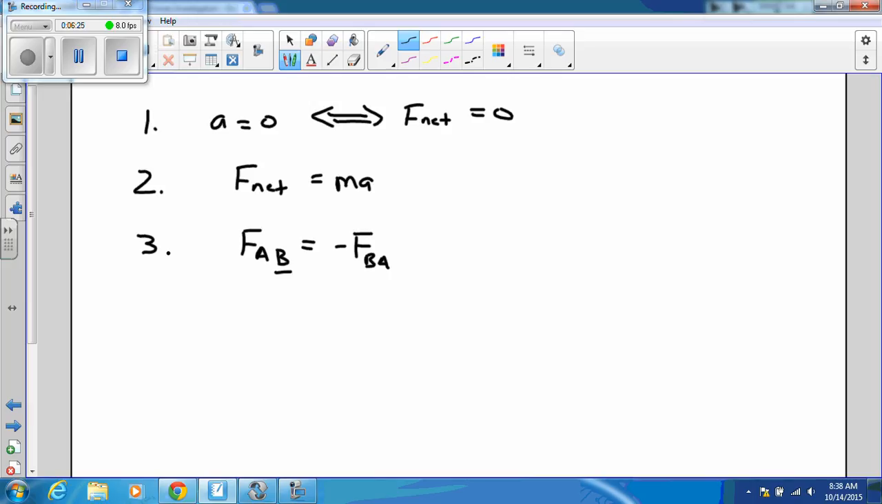For the benefit of those watching at home, that one is on object B, and that one is on object A.